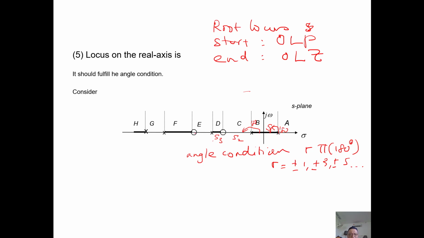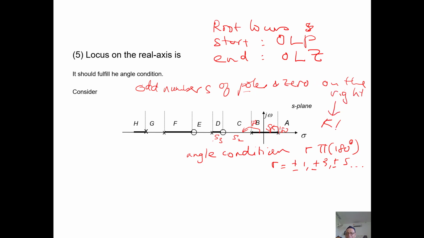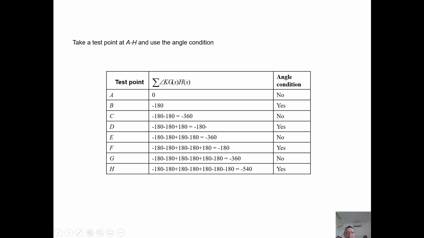So you see, in general, we can say that an odd number of poles and zeros on the right will give me the root locus. I write here: odd number of poles and zeros on the right. Okay, so you can say it here. This is the angle condition that I mentioned to you just now.